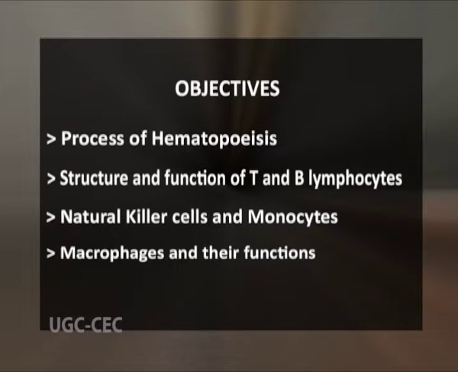To give a general and thorough idea about the process of hematopoiesis, explaining in detail the structure, functions and types of T lymphocytes, to discuss in detail the structure and functions of B lymphocytes, to give a general idea about natural killer cells and monocytes, finally discussing in detail about macrophages and their functions.